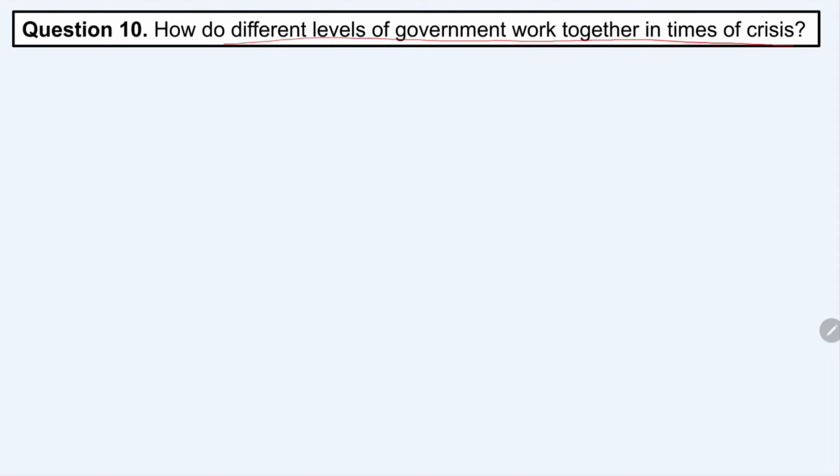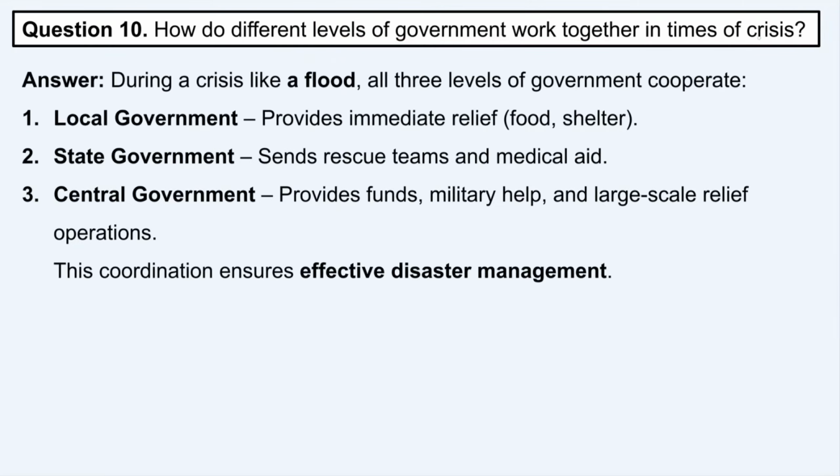So the 10th question, the last question for today: how do different levels of government work together in times of crisis? We have discussed the different levels of government, isn't it? The local level, the state level, and the central level. So how do they work together during a time of crisis? Here, crisis means, for example, any disaster, like a flood, or it may be an earthquake or any other thing. For example, during the COVID pandemic.